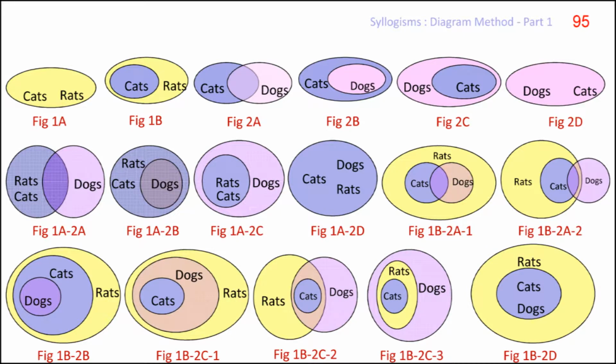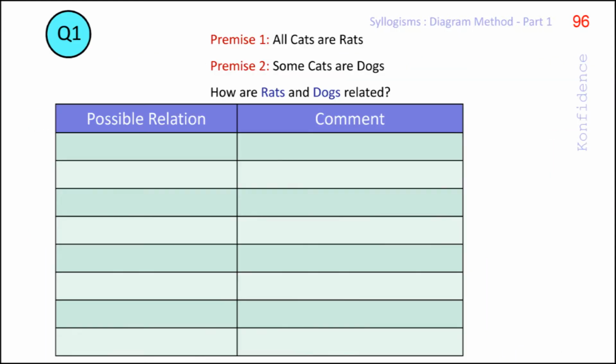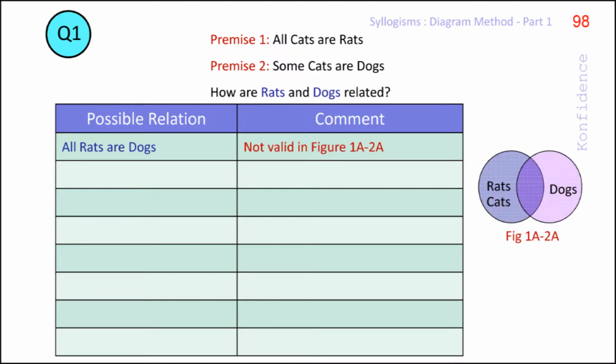Now that you have glanced through the combination diagrams, let us look at some of those once again and see which of the 8 standard relationships given in the earlier slide will be valid across all the combination diagrams. Let us look at the first of the possible standard relations between rats and dogs, all rats are dogs, and check its validity across all the combination diagrams. On visual observation, we can see that all rats are dogs will not be valid in figure 1a, 2a itself. Now, since it is not valid in one of the combination diagrams, we cannot take it as a valid relationship.